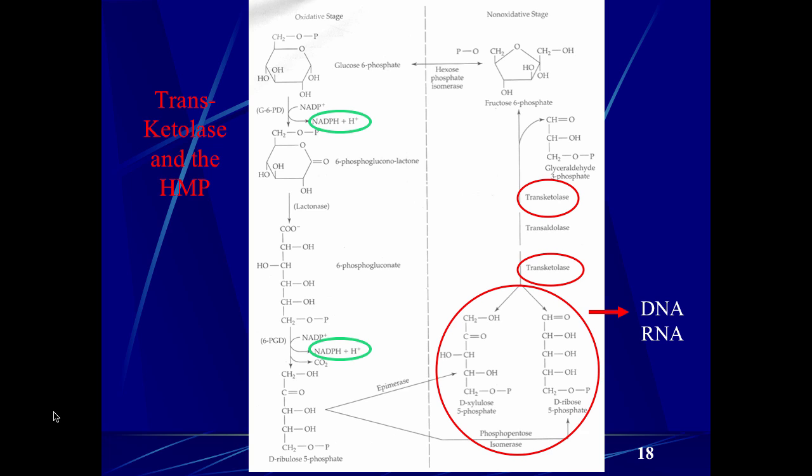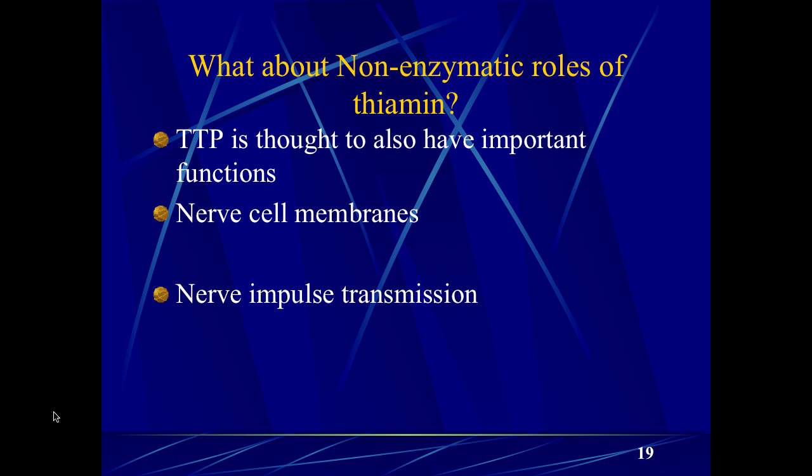Okay? So if you look at this, theoretically, thiamine could affect DNA and RNA, right? So it could affect protein synthesis from RNA, it could affect cell replication. It can also affect the ability to make fatty acids and other molecules that are dependent on this. Okay? Now, the last kind of function of thiamine that we're going to look at.